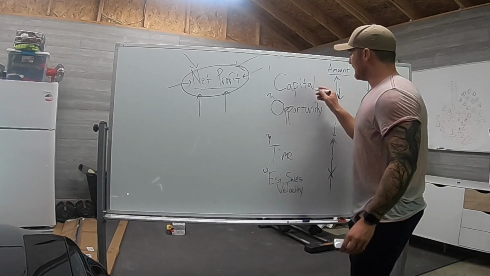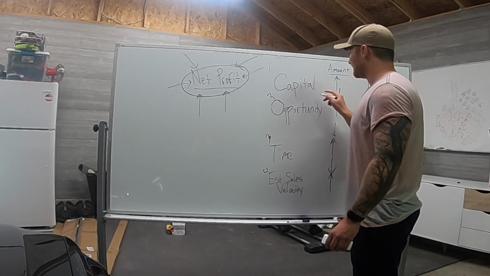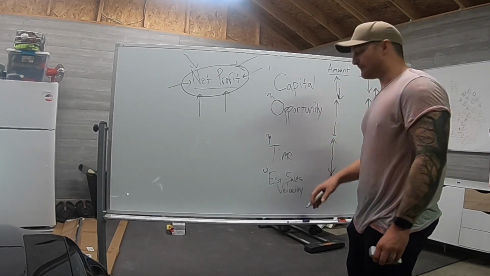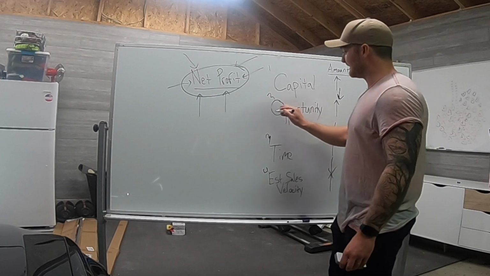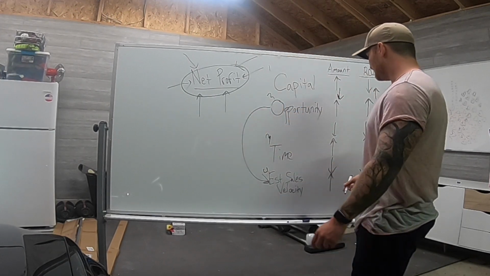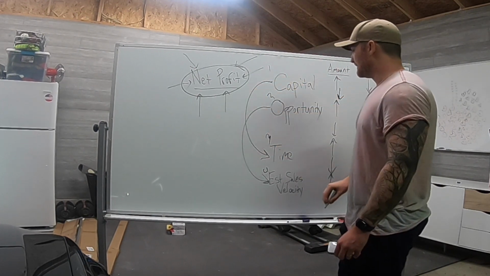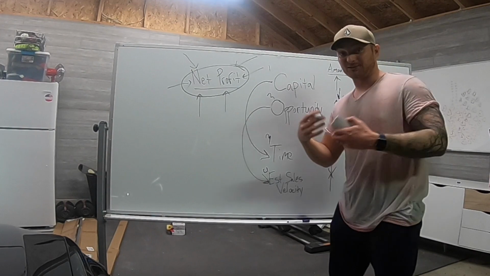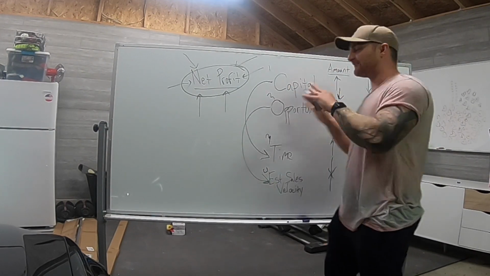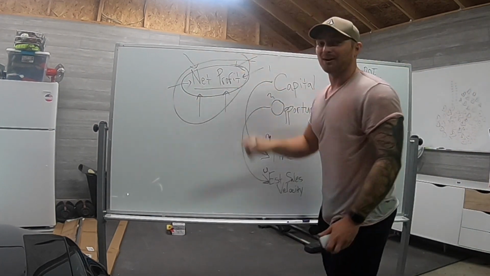So you might have a ton of capital and a lot of opportunity. If you have more opportunity, you can probably hold out for a higher sales velocity as well. If you have a ton of capital and a ton of time, you can end up holding out for higher ROIs. It balances, so you have to find that balance, and it all comes back to net profit.